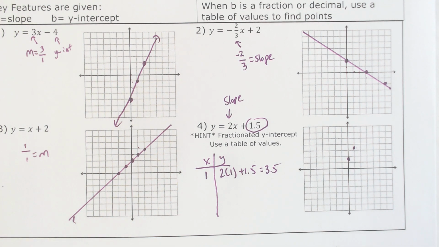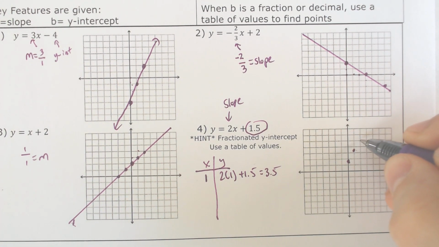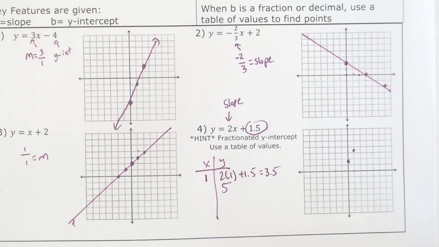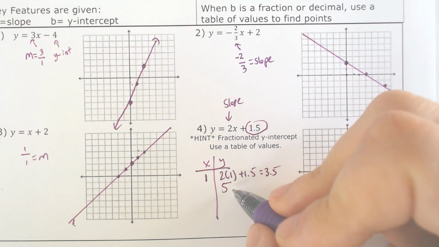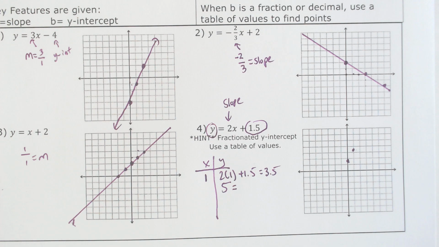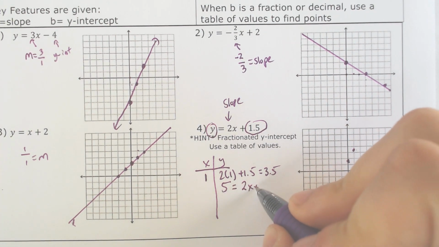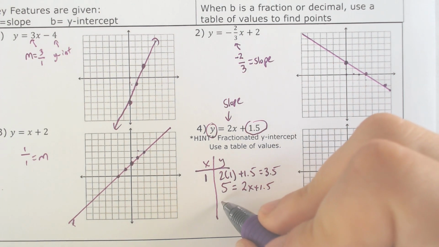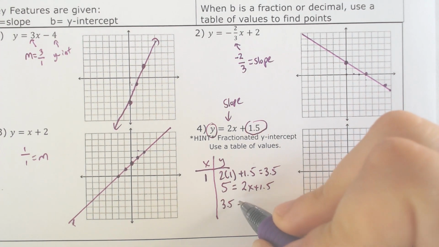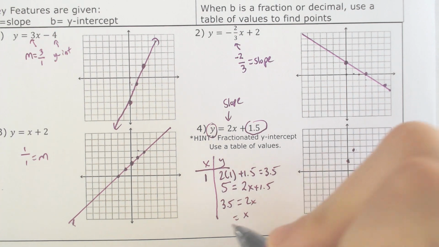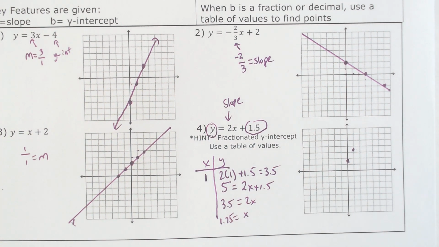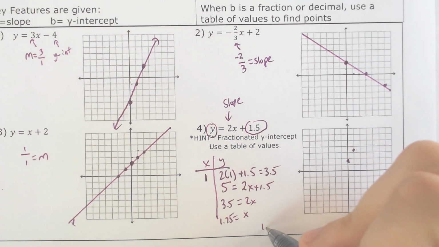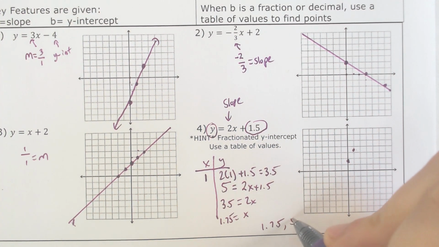So let's say I want to get the y value to be 5. If I wanted the y value to be 5, that means I'd be plugging in 5 for this y right here, and 5 would equal 2x plus 1.5. I would subtract the 1.5 over, you'd get 3.5 is equal to 2x, which means x is equal to 1.75, which is also bad. Okay, so we got 1.75 for x and 5 for y.